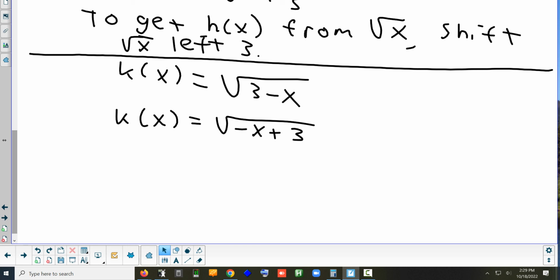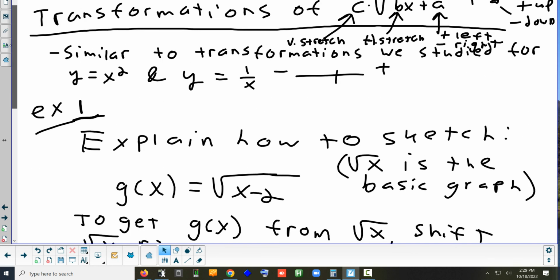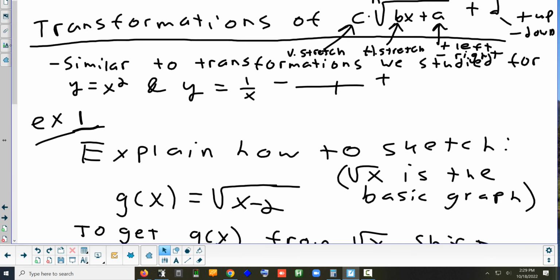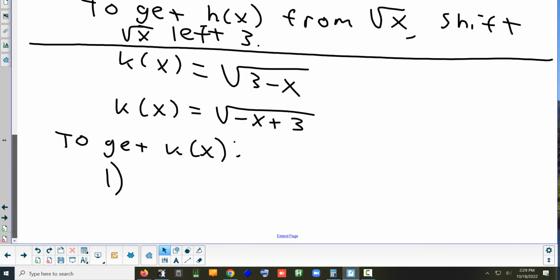And now, how many transformations are happening here? There are 2. The 3 is going to do something, and then the negative is going to do something. We talked a little bit about what the negative does. So to get k of x, step 1. What would be the first thing you would have to do? And if you forget the order, look at the letters and look at A first, then B, then C, then D. What would happen first here? You shift left 3.